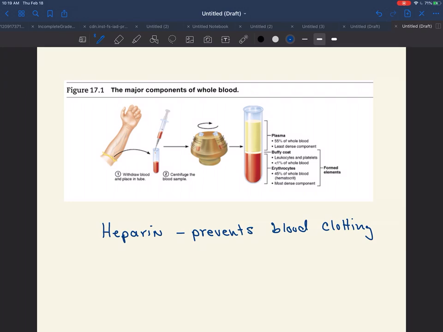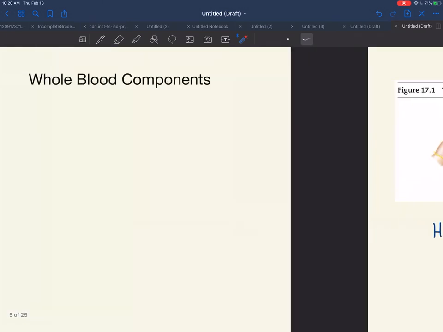So when we do that, you'll notice that there are 3 components. The first component on top is what is referred to as the plasma. And then in between, we have what is called the buffy coat. And then at the bottom settles the heavy stuff in the blood, which would be the formed elements or the blood cells. So centrifuging it just spins it really, really fast. And so the heavy stuff goes to the bottom of your test tube.